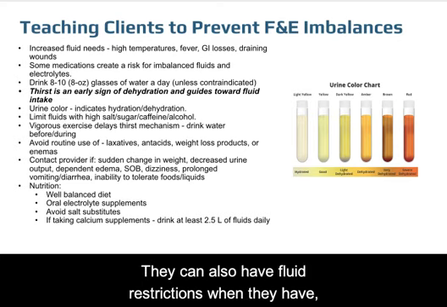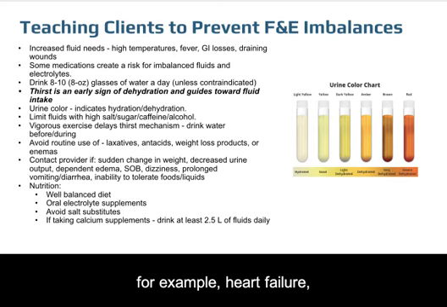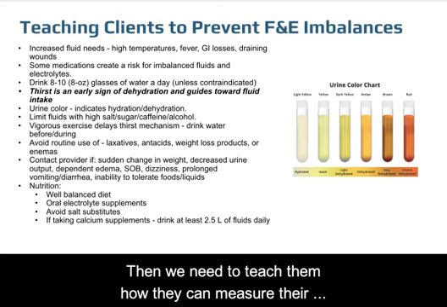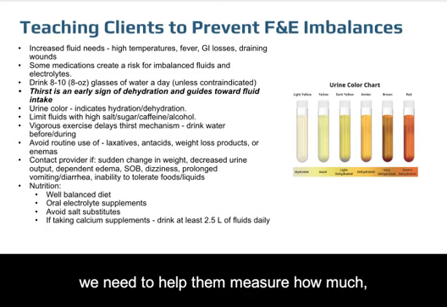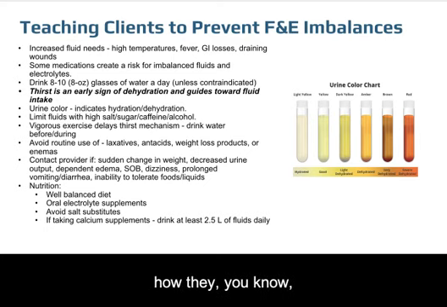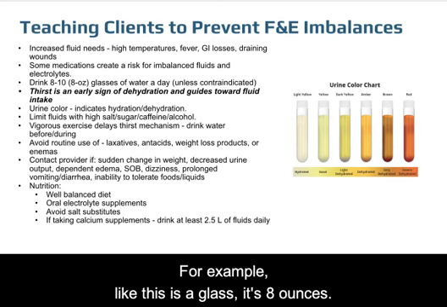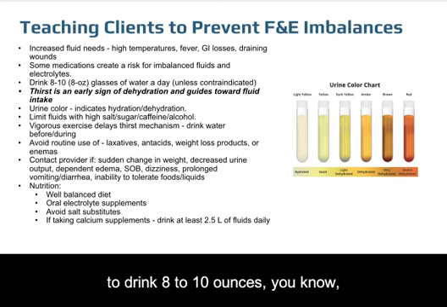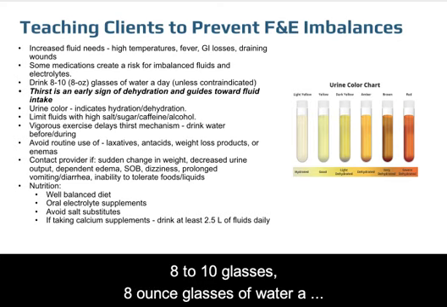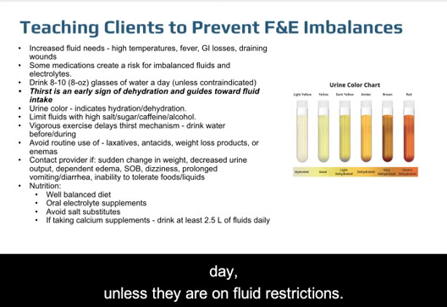Now, they can also have fluid restrictions when they have, for example, heart failure, when they have hypervolemia. Then we need to teach them how they can measure their fluid restrictions. If it's 1,200 milliliters a day, then we need to help them measure how much that is. For example, this is a glass, it's 8 ounces. We need to encourage them to drink 8 to 10 glasses, 8-ounce glasses, of water a day, unless they are on fluid restrictions.